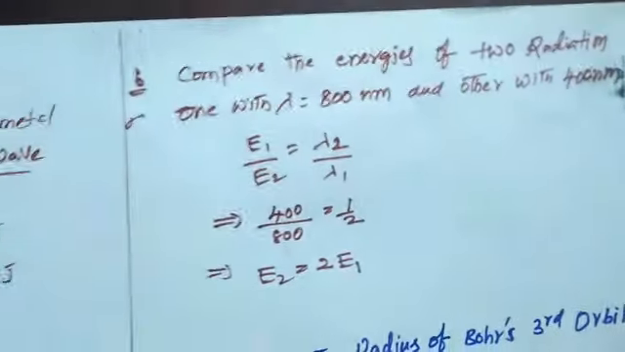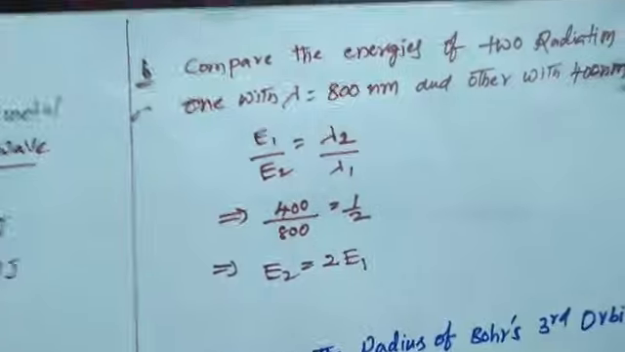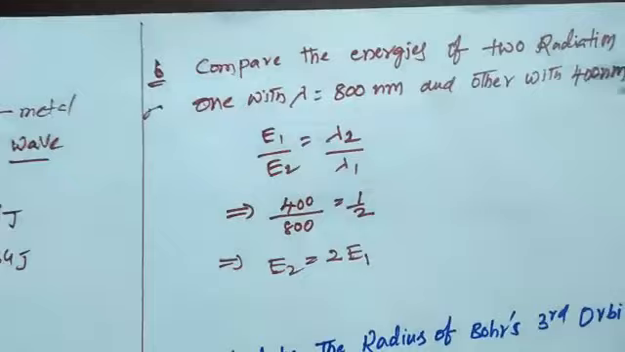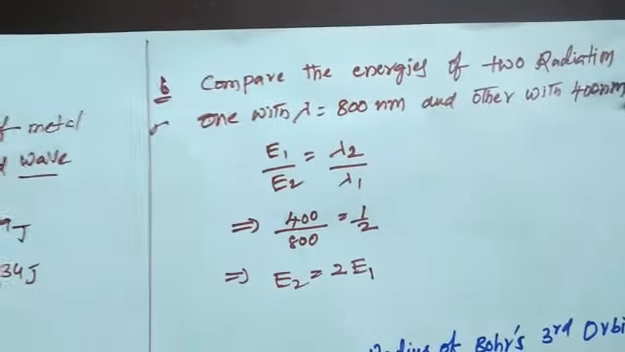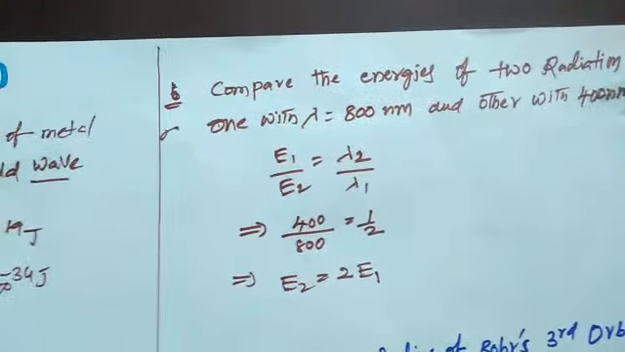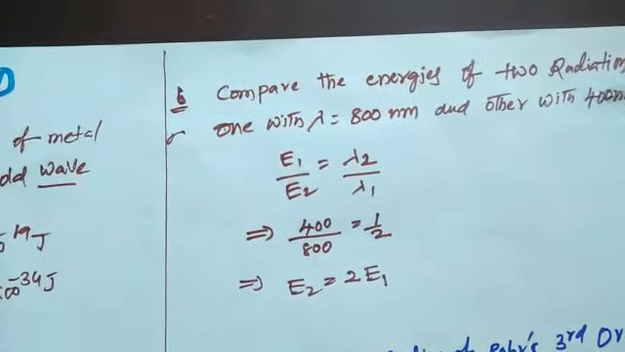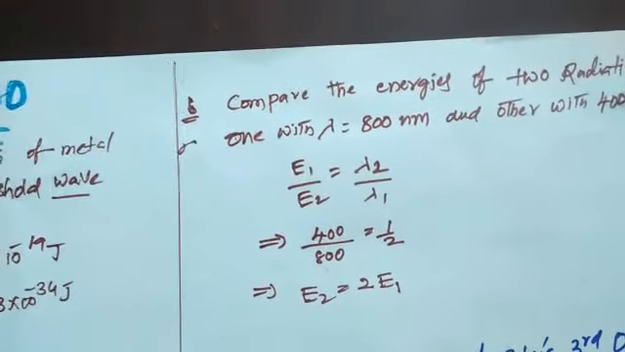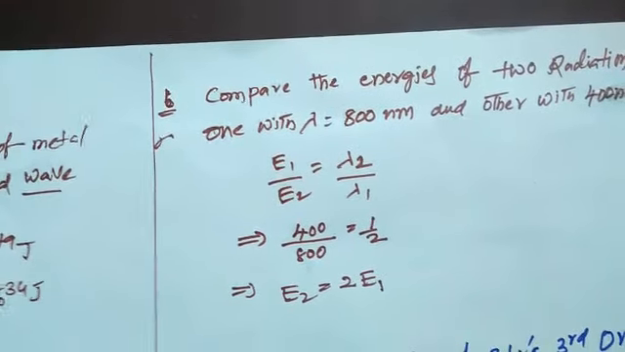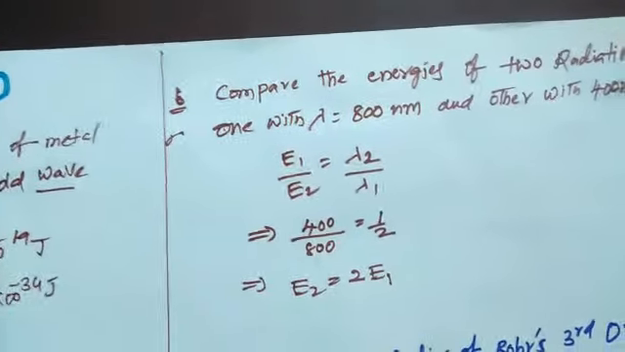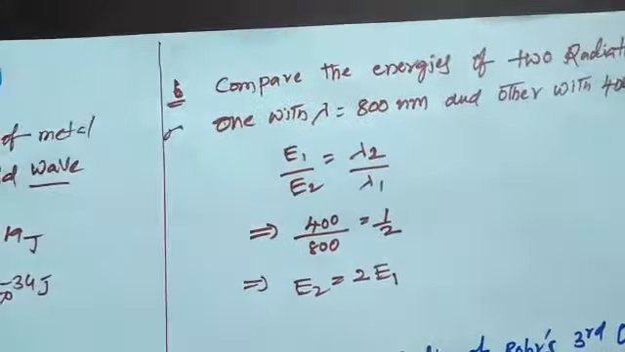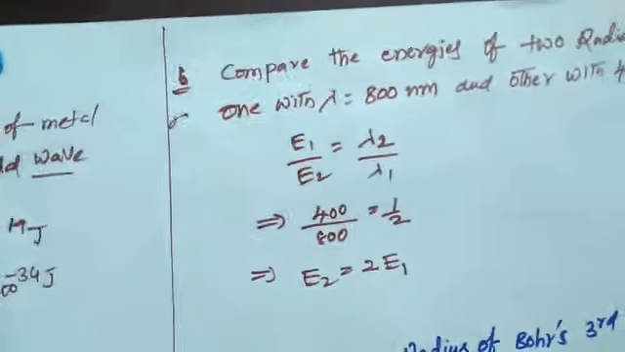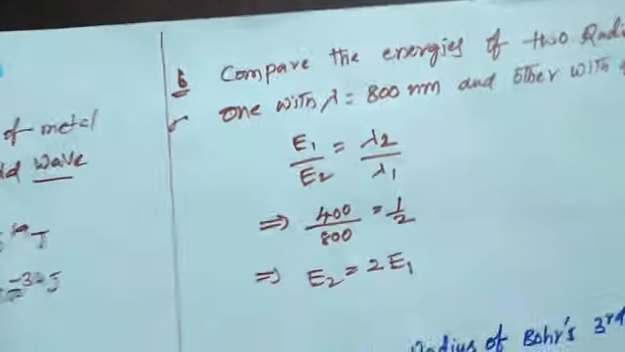Once again, let me explain the same problem. Comparing the energies of two radiations, one with lambda equal to 800 nanometers and the other with 400 nanometers. The lambda values, lambda 2 and lambda 1, are given. Lambda 2 is equal to 400 nanometers and lambda 1 is equal to 800 nanometers. Then you can substitute in the given formula and get E2 is equal to 2E1.